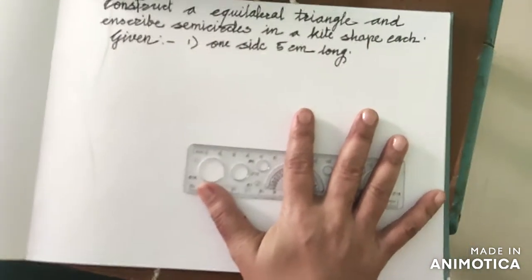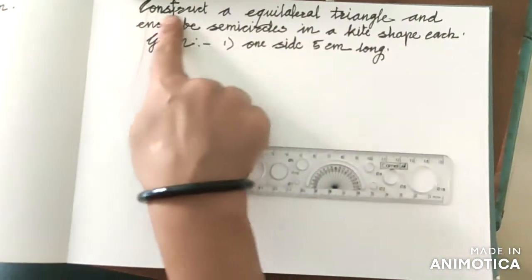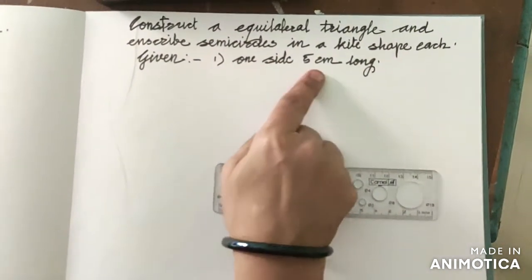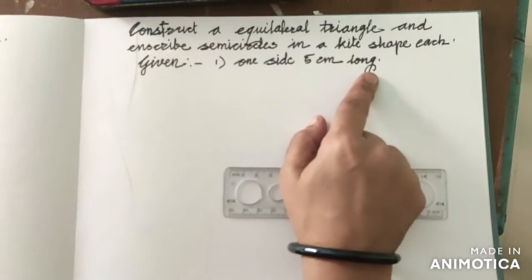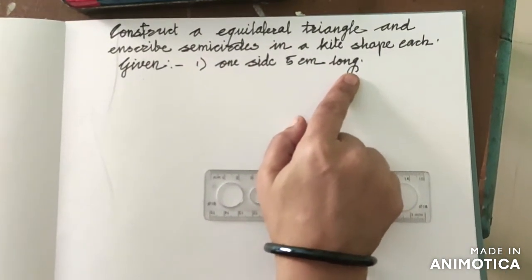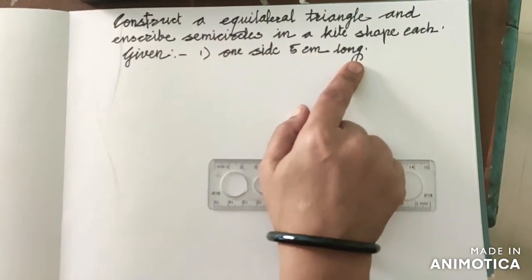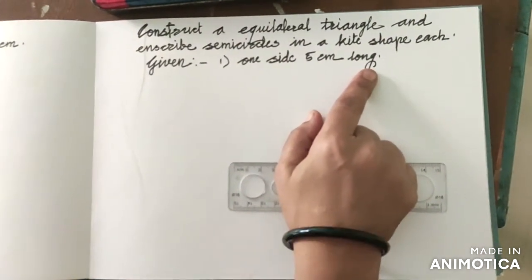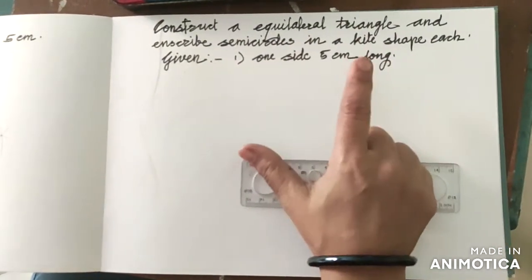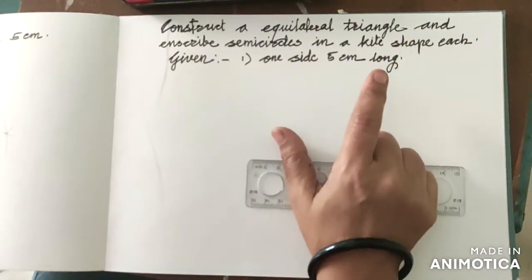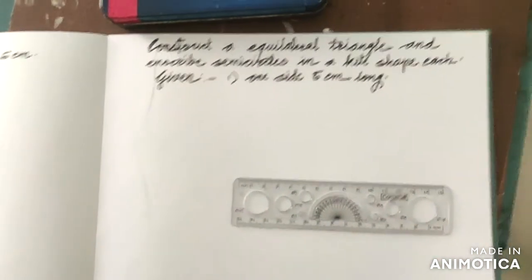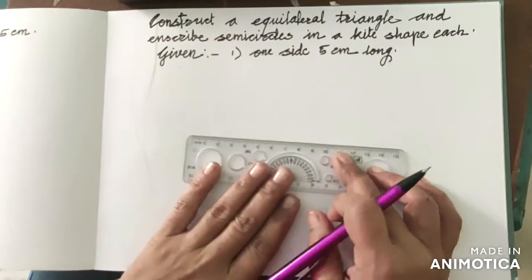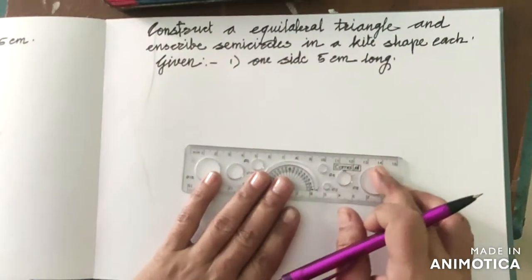Listen to it carefully. Draw an equilateral triangle of side 5 centimeter long, and then inscribe in it 3 equal semicircles, each to touch one side of the triangle and their diameters to the adjacent. Understand? So we have to draw an equilateral triangle first.